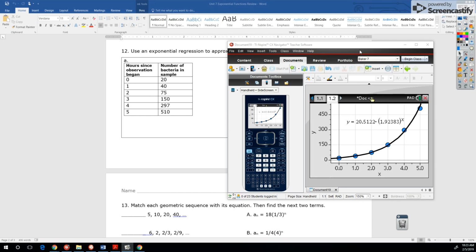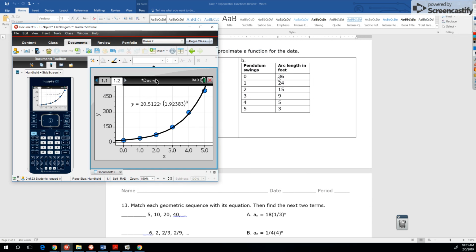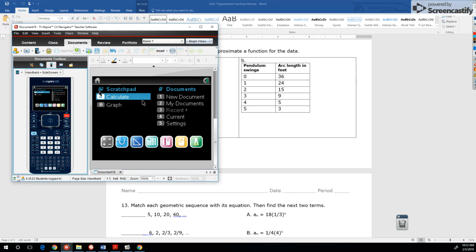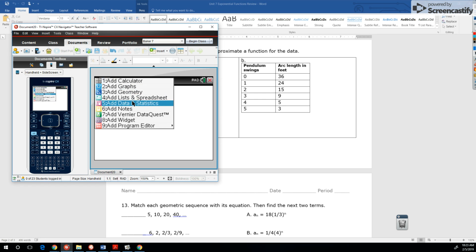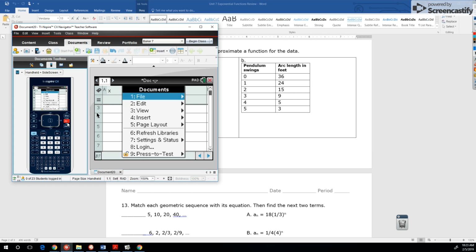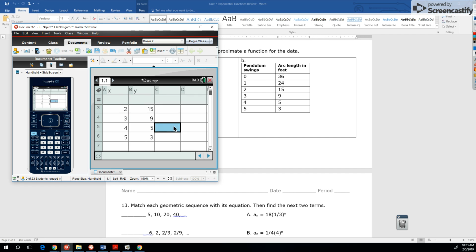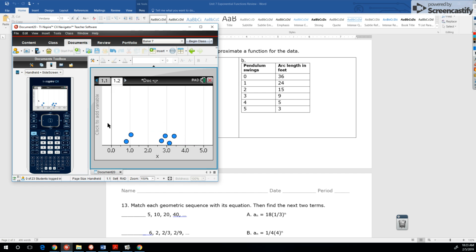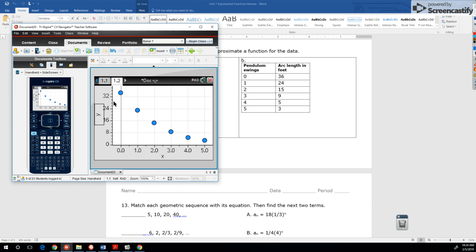Okay, for the next one, I bet it's going to be decay. Looking at my numbers, it looks like it. So I'm going to go to my home screen and start a new document. Again, add lists and spreadsheets. I'm going to label X and Y at the top, and type in my data: 36, 24, 15, 9, 5, and 3. For document, insert data and statistics. Click X and Y, and I see a nice exponential decay going down from left to right.